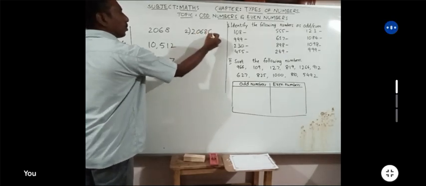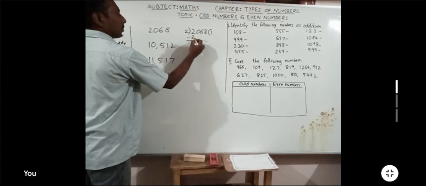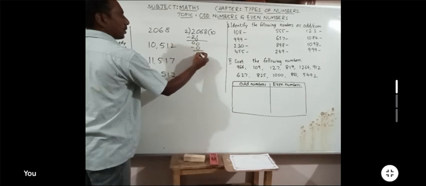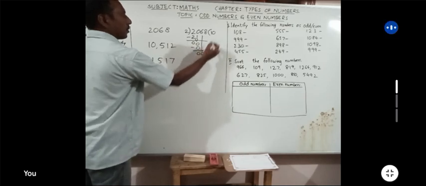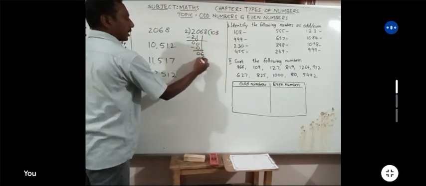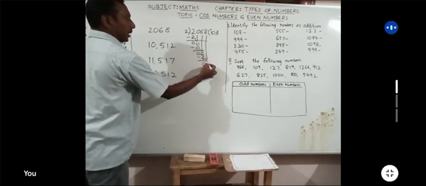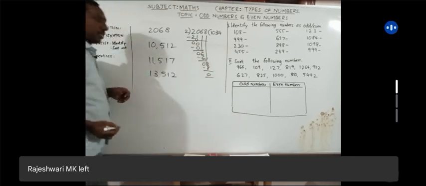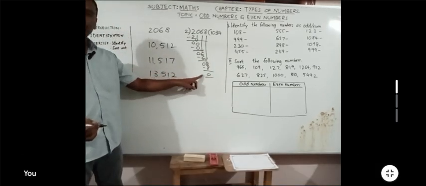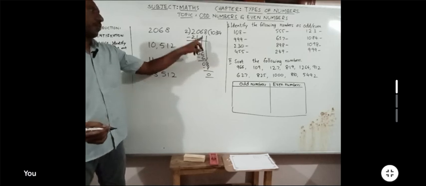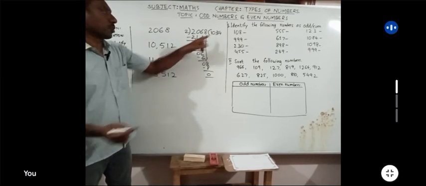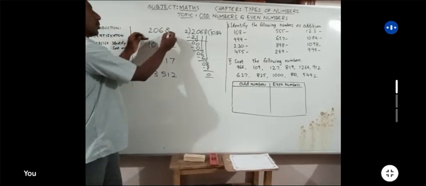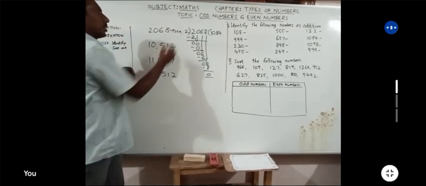2068 divided by 2. 2 ones are 2. I will take 0. 2 zeros are 0. Take 6 down. 2 threes are 6. Take down 8. 2 fours are 8. See, what is the remainder in this case? 0. See, when you make pairs, 1034 pairs are made and nothing is left out. So this number is an even number.